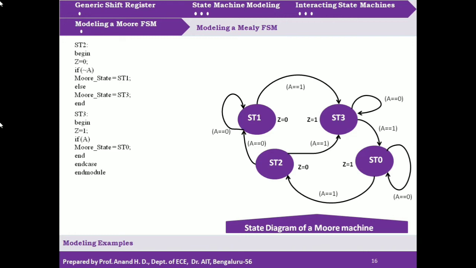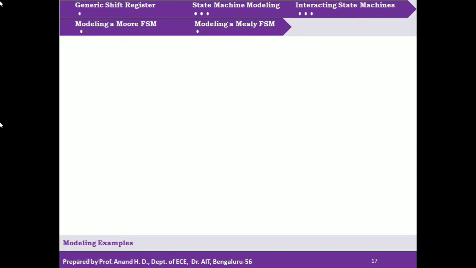So here you have seen that the output of a Moore finite state machine model depends only upon the state of the machine, and it doesn't depend upon the input. Inputs are used for deciding what should be the next state transition, right? So let us go through the final concept with respect to this module, that is modeling a Mealy FSM.